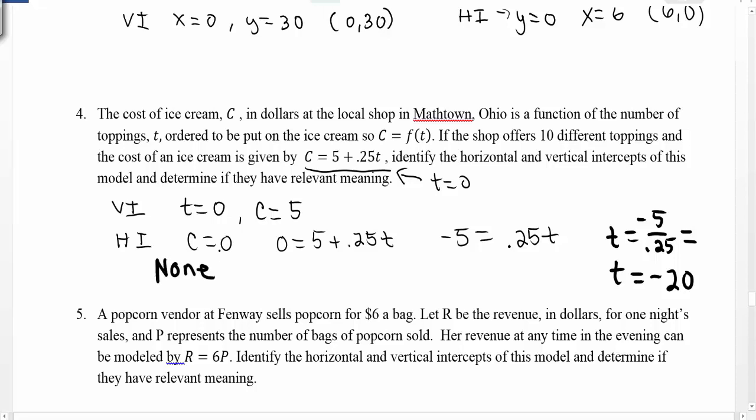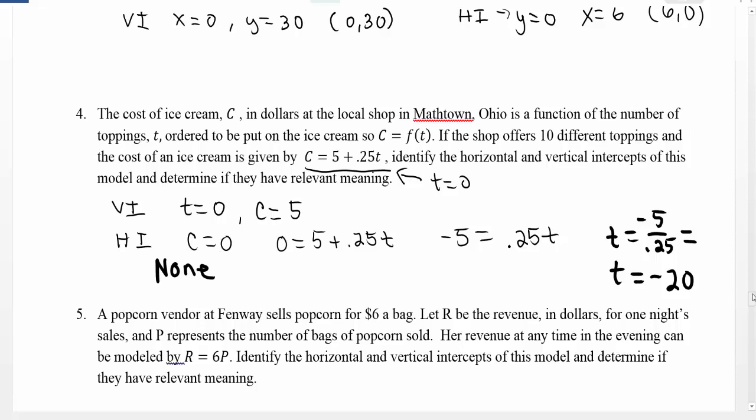Because here, there's an unwritten rule about the domain. The domain here is that t has to be greater than or equal to 0. Therefore, it doesn't make sense for us to have a spot where c equals 0, because in that case, t is going to be negative.